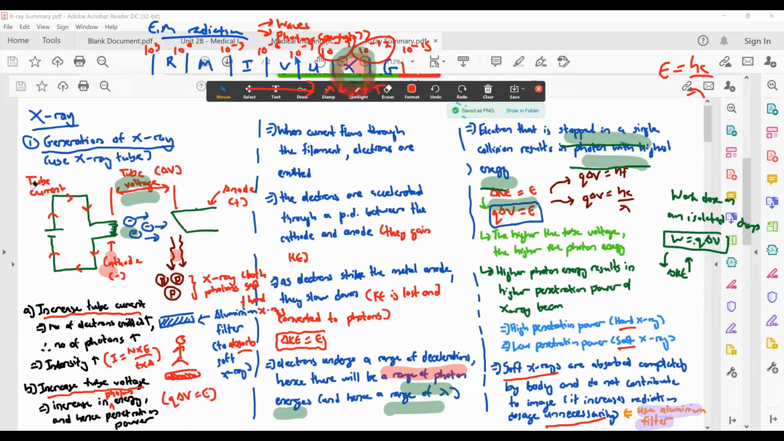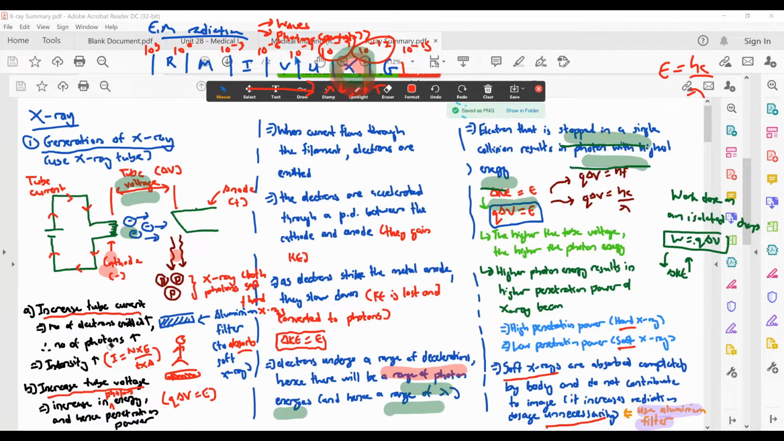Now, your tube voltage and tube current are two different things. They are not referring to the same part in your tube. Tube voltage is this, tube current is this. When you want to find out the effect of tube current on your production of X-rays, if you increase your tube current, more current flows here and this only causes more electrons to be emitted. More electrons emitted means more electrons will hit the anode and slow down, which in turn causes more X-ray photons to be produced.